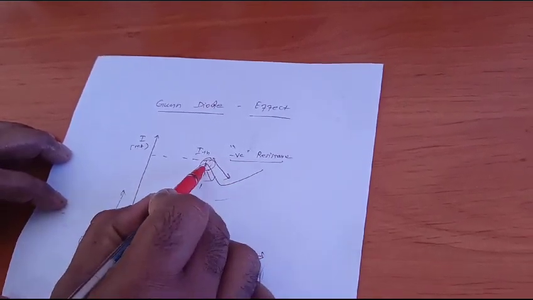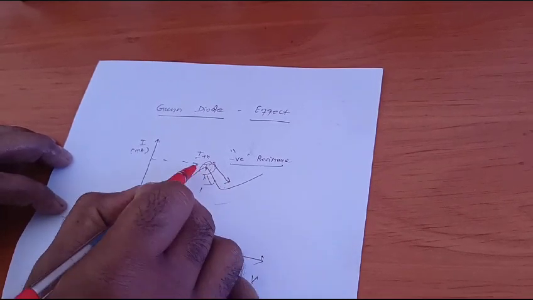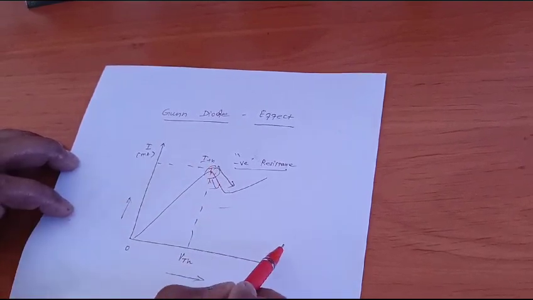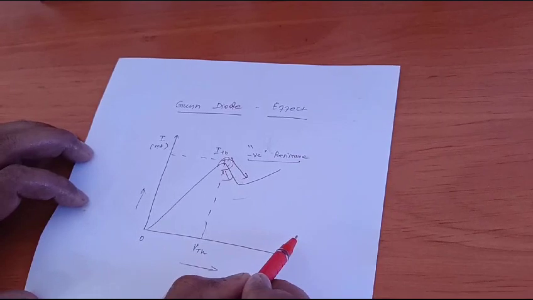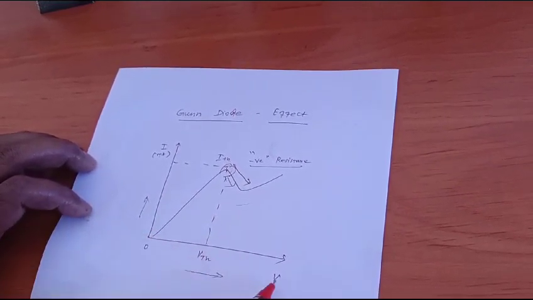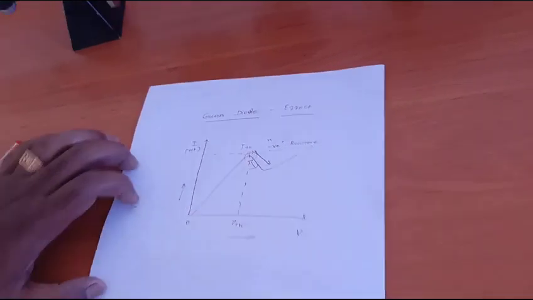So after reaching the threshold voltage, the current will decrease. Only in this decreasing section will the Gunn diode emit the microwave sources. So this is about the VI characteristics of the Gunn diode. It is very important.